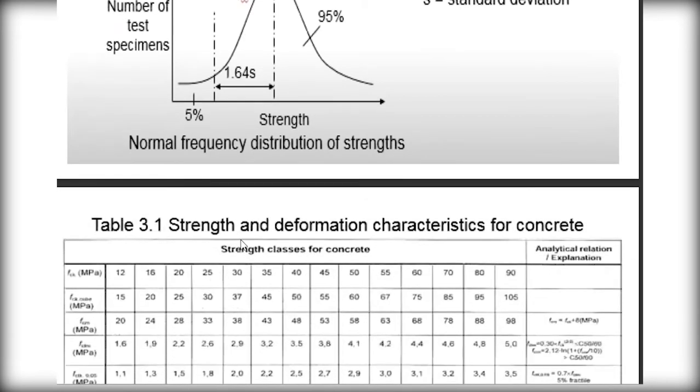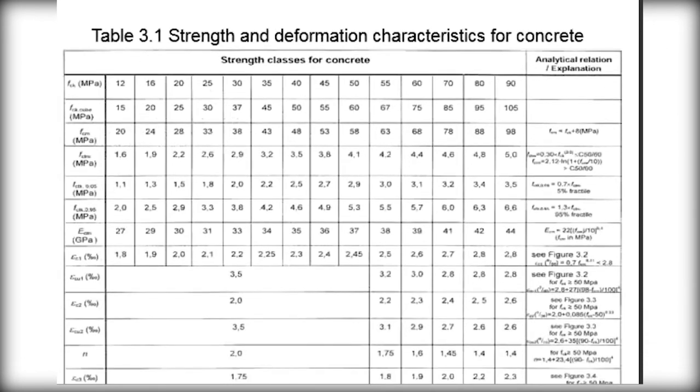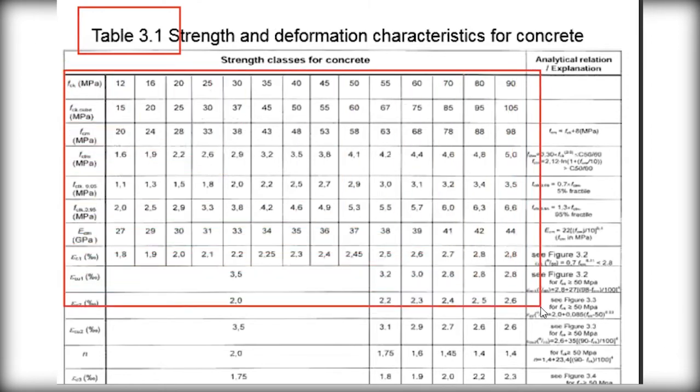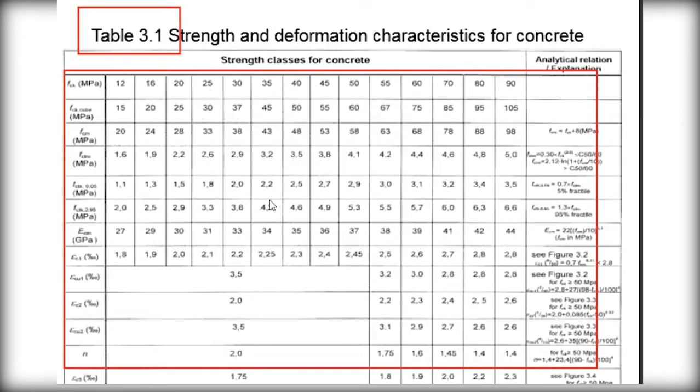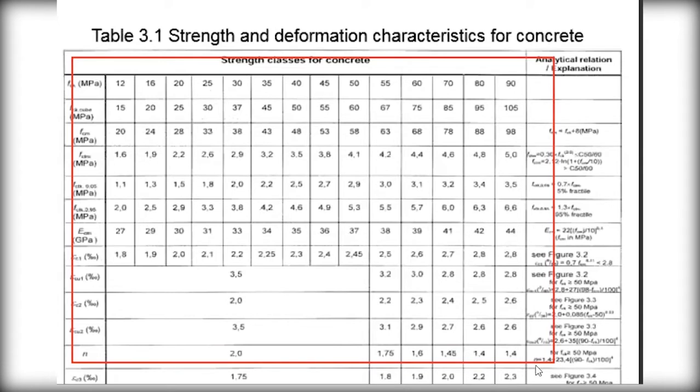Now, the characteristic strength can be obtained from this table 3.1, where you can have your characteristic strength depending on the classes. So you can have your characteristic strength as it is estimated, as it is obtained per the table. For the general formula, as we stated above, it is a function of F mean minus 1.6 times the standard deviation.